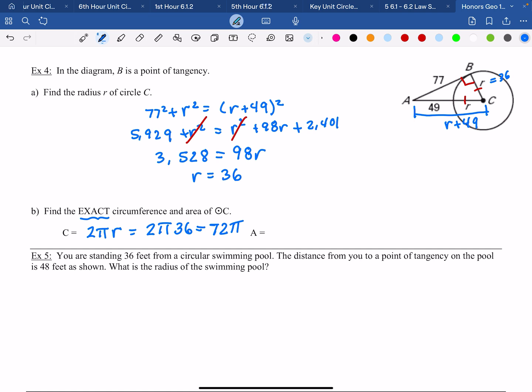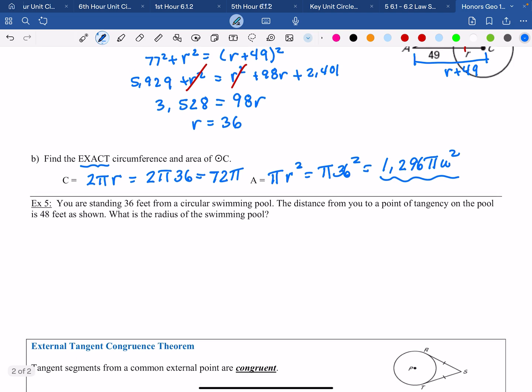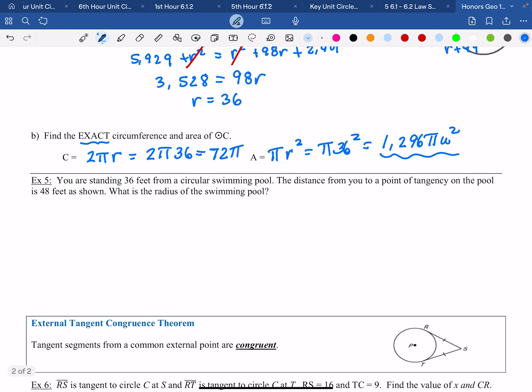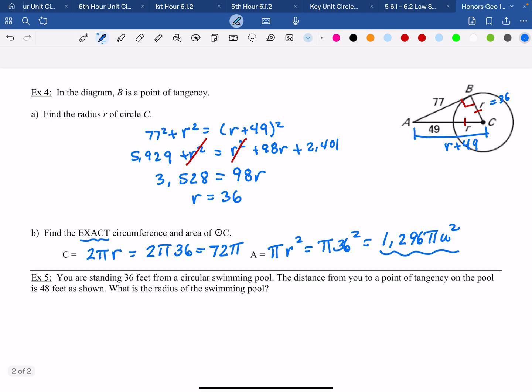That's an exact value. The area is pi times r squared. So you have pi times 36 to the second power. Okay. And then go ahead and solve that. 1,296 pi units squared. Okay. There you have it. Alrighty, so the next problem is an application problem. This problem is going to end up looking really close to example 4.